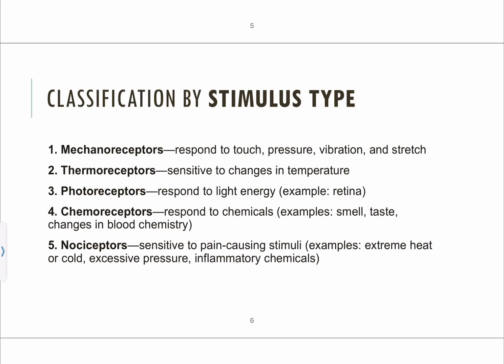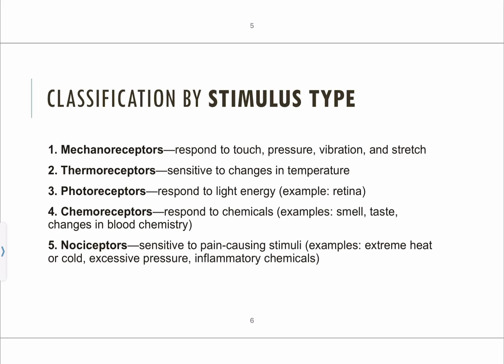Our first one is the mechanoreceptor. These respond to touch, so some sort of mechanical force. They also respond to pressure, and that includes our blood pressure, vibration, and stretch. We have our thermoreceptors, which detect changes in temperature. But as we'll see in a little bit, they can only detect changes in temperature within a specific range.